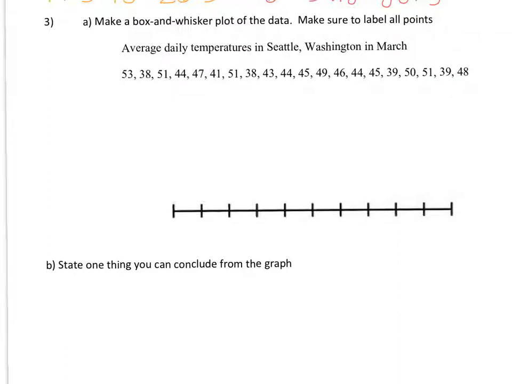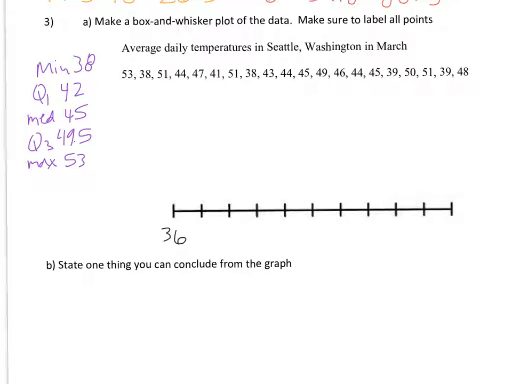Next one, you have to plug it all into your calculator and find your 5 data points to help you do your box and whisker. Here are my data points. When I look at my range, if I did 53 minus 38, I don't have a huge range. So what I'm going to do is I'm going to do my number line. I'm going to start with 36 because that's smaller than 38. And I'm going to have each tick mark represent 2. So it would be 36, 38, 40, 42, 44, 46, 48, 50, 52, 54, and 56.